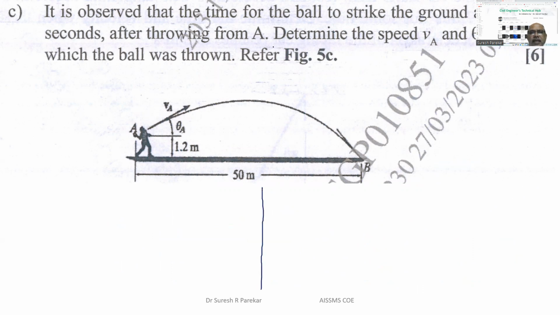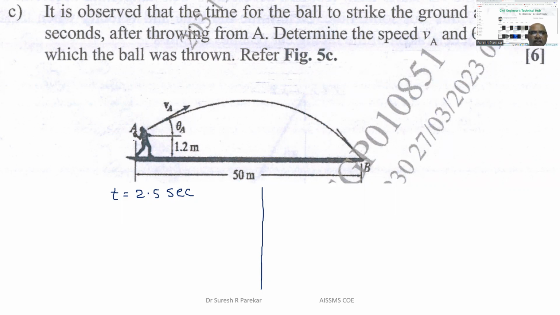Now it is observed that the time for the ball to strike the ground at B is 2.5 seconds. So we have the value of t, and that is always the same for both, because when we throw a ball, it covers both distances, horizontal and vertical. It will not say, now I will move only in the vertical direction for some time and rest in the x direction. No. Motion is simultaneous along x and y direction, and therefore t should always be the same. Now we have to find VA and theta.